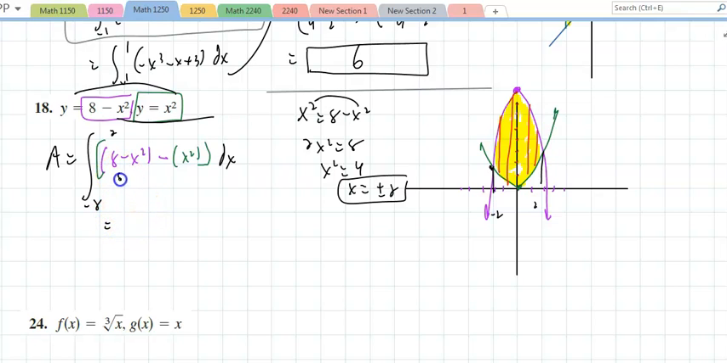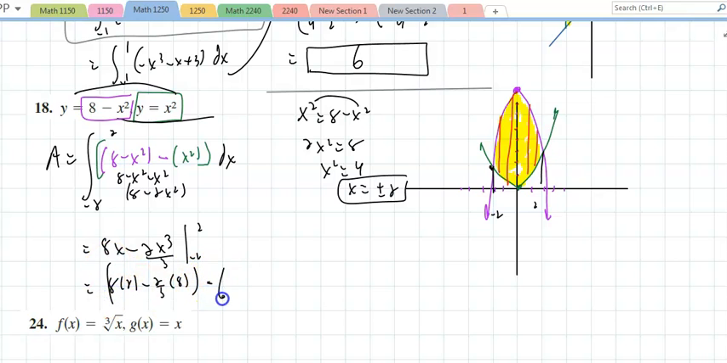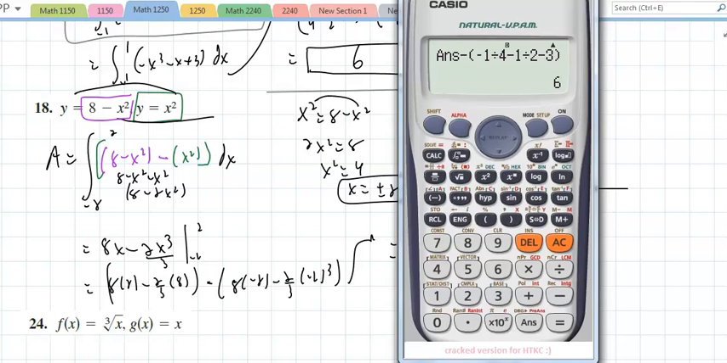And if we're going to work this out, this is really 8 minus x squared minus x squared. So this is 8 minus 2x squared. So the antiderivative of that would be 8x minus 2, add 1 to the power, divide by that, from negative 2 to positive 2. And that would be 8 times 2 minus 2/3 times 8 minus a negative 2 in there, and 8 times negative 2 minus 2/3 times negative 2 cubed. Of course, you could simplify that if you want, or just let the calculator do the work. Make sure you know how to use your calculator properly. And if I take parentheses 8 times 2 minus 2 divided by 3 times 8, get that answer, minus parentheses 8 times negative 2 minus 2/3 times a negative 2 cubed.